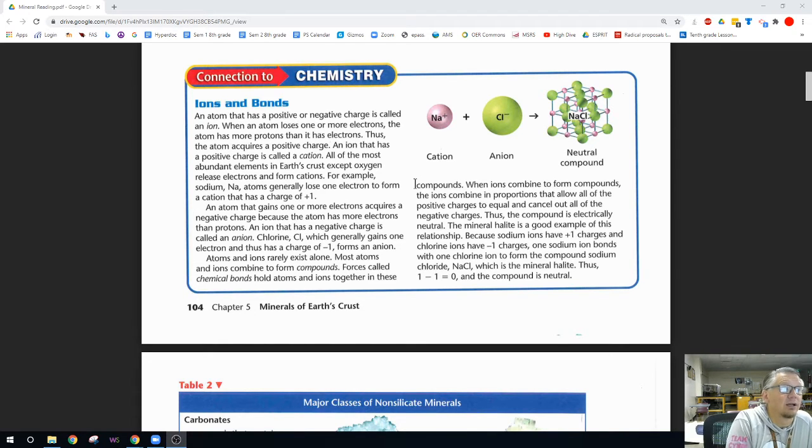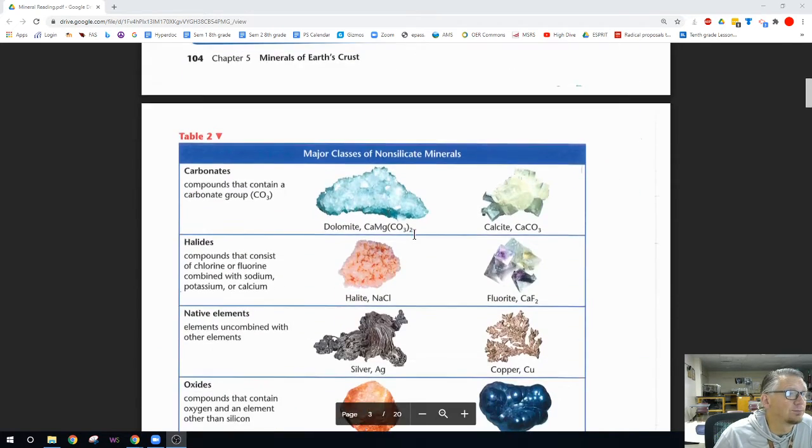When ions combine to form compounds, the ions combine in proportions that allow all of the positive charges to equal and cancel out all the negative charges. Thus, the compound is electrically neutral. The mineral halite is a good example of this relationship. Because a sodium ion has a +1 charge and a chlorine ion has a -1 charge, one sodium ion bonds with one chlorine ion to form the compound sodium chloride, which is the mineral halite. Thus, 1 minus 1 equals 0, and the compound is neutral.